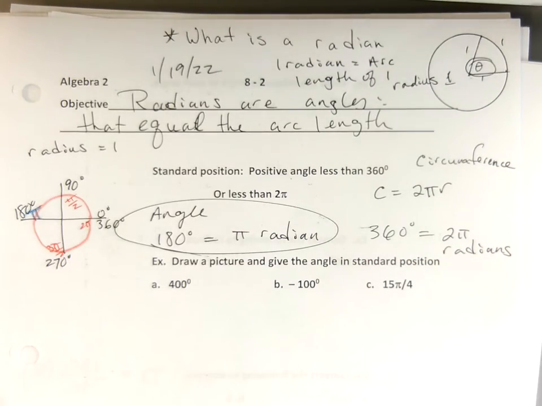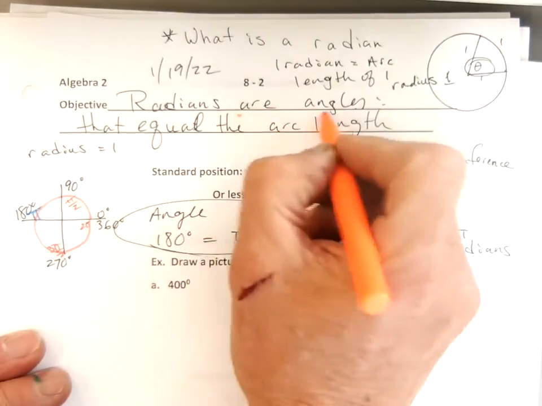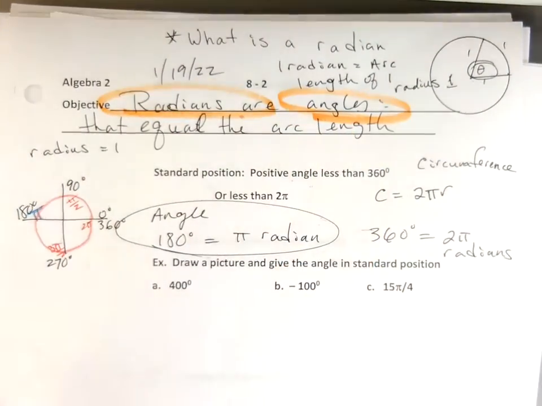Okay, so it's a little confusing. Kai, it takes a while to really get the hang of what radians are. You agree with that? If you're totally lost, hang in there. But more importantly, it's an angle. Radians are angles, okay?